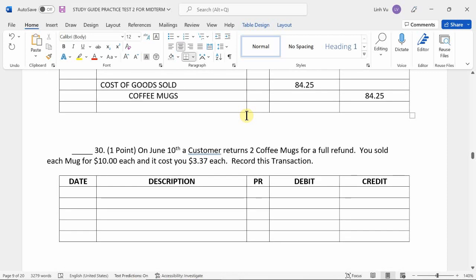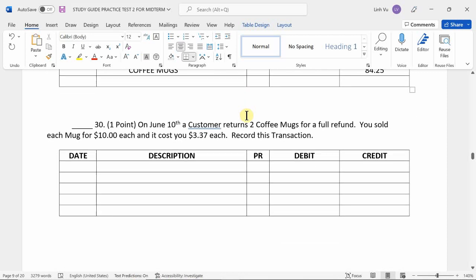Okay. Number 30, okay? If on June 10, a customer returns 2 of the coffee mugs for a full refund, okay? And you sold each mug for $10 each, and each cost you $3.37 each. Record this transaction. Okay, so in this case, a customer decides to return 2 of the coffee mugs.